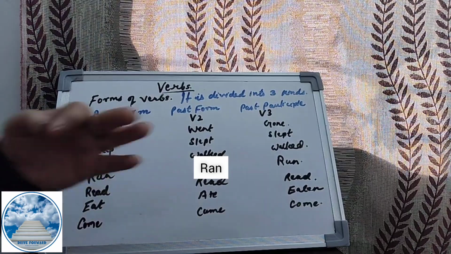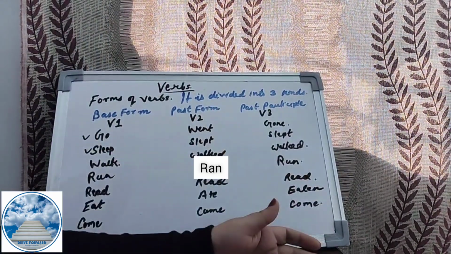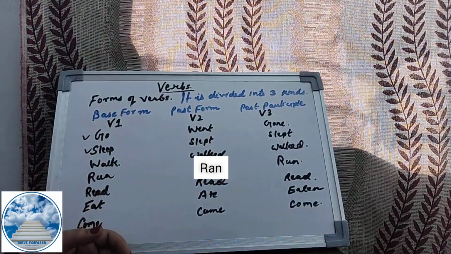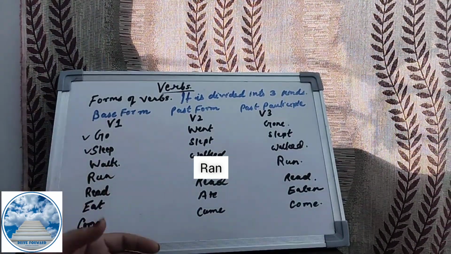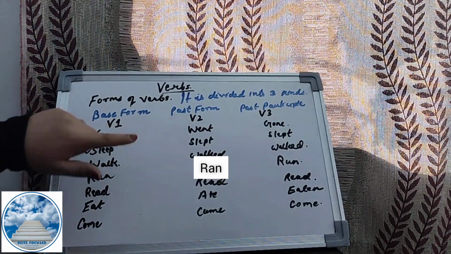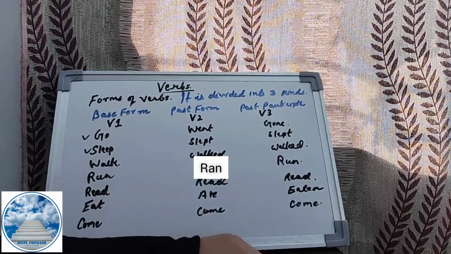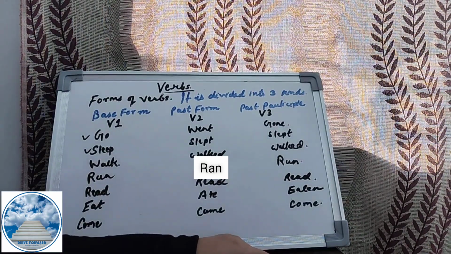He has gone to market. So you are seeing how the form of verb is changing when you are talking about present tense, past tense, and future tense. For example, in case of future tense, I will use the first form of verb, that is the base form. I will go to market. I will not say I went to market, I will went to market, or I will gone to market. So that will be wrong.